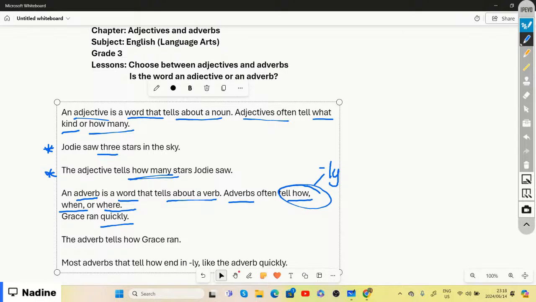And remember, we said that with adverbs, if an adverb tells us how, then it means that it will end with an ly. It is the word that tells us how someone does something.